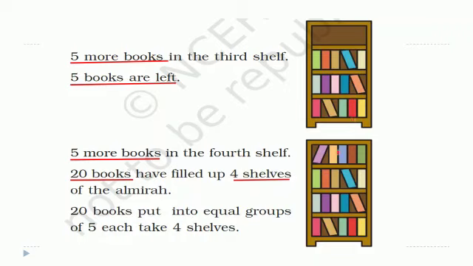Now last shelf we will again arrange 5 more books in the fourth shelf. So all the 4 shelves are filled and 20 books are also over. All 20 books have filled up 4 shelves in the almirah. So 20 books put into equal groups of 5 each take 4 shelves. Means 20 books are arranged in 4 shelves, and in one shelf how many books are there? 5 books are there.